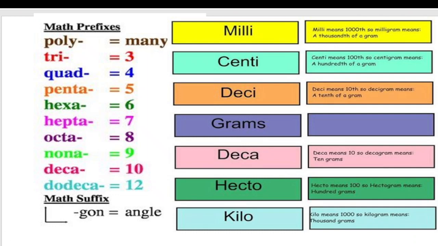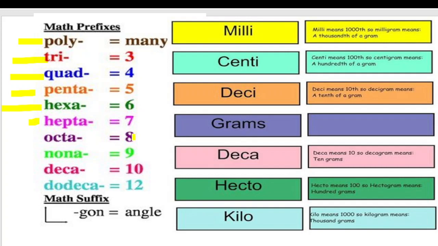Now let's learn math prefixes. Poly is equal to many, like polygon. Tri is 3, like a triangle. Quad is equal to 4, like quadrilateral. Penta is equal to 5, like pentagon. Hexa is equal to 6, like hexagon. And hepta is equal to 7, like heptagon.